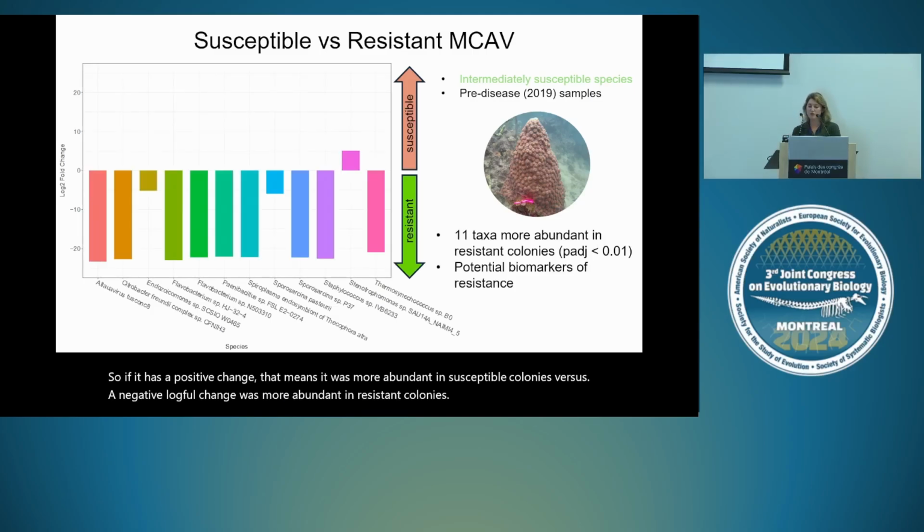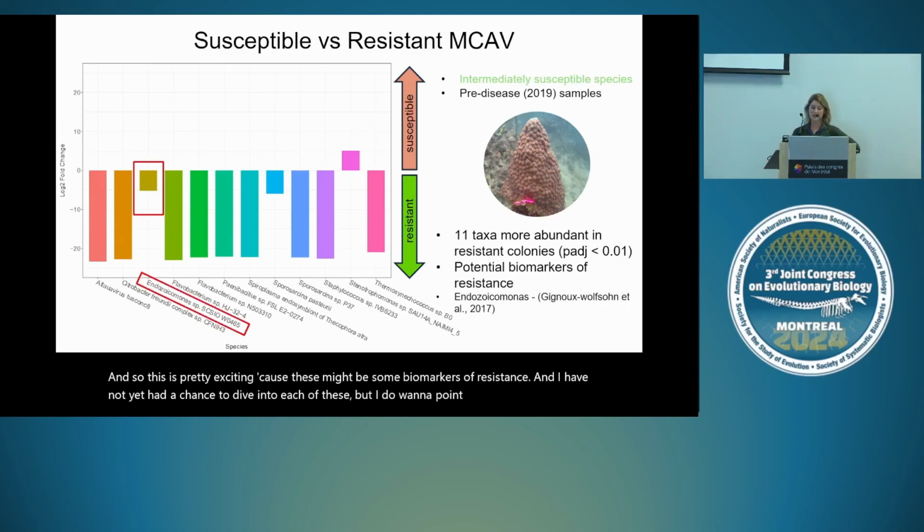So in our MCAV, we found 11 taxa that were significantly more abundant in resistant colonies. So this is pretty exciting because these might be some biomarkers of resistance. And I have not yet had a chance to dive into each of these, but I do want to point out Endozoicomonas.